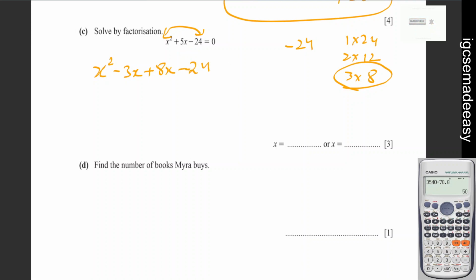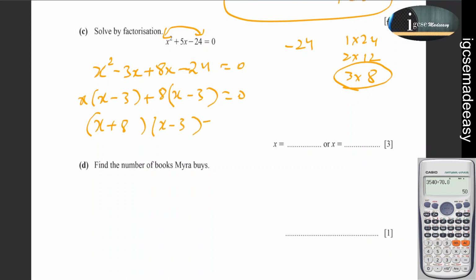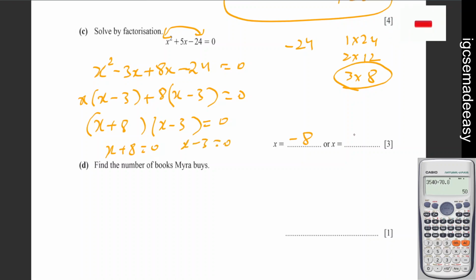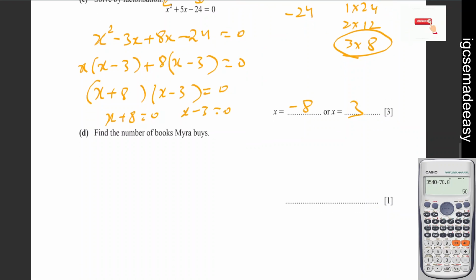Now let's take common out from these two. If I take common out, x minus 3 will be here on this side, and if I take common out on this side, I'll be having 8 with x minus 3. Yes, so we got x plus 8 and x minus 3, and the value of this will be equal to 0. So x plus 8 equals to 0, so the value of x is minus 8. And x minus 3 equals to 0, so the value of x is 3.